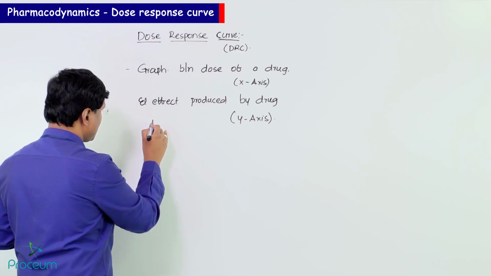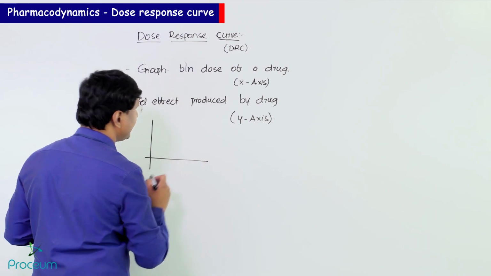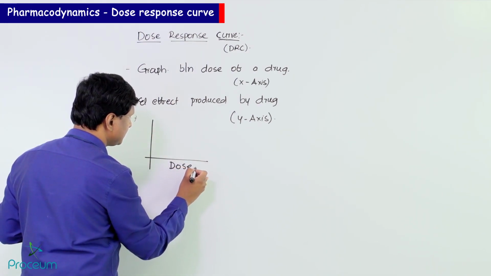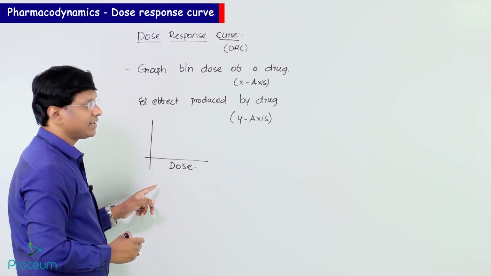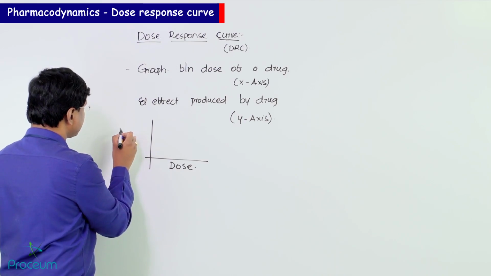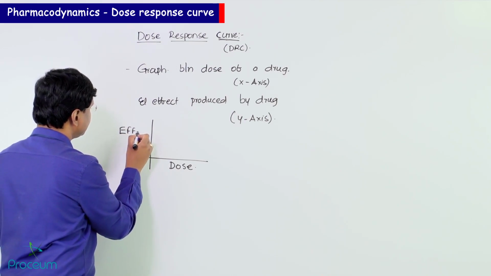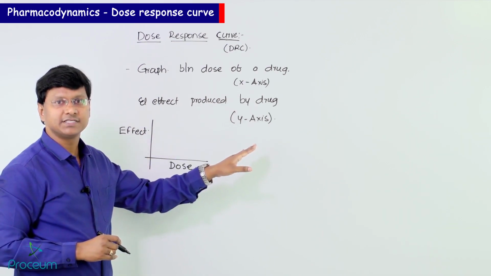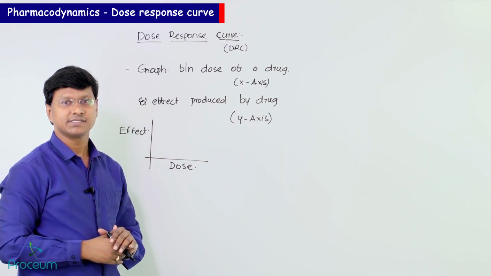All right, so on the x-axis, what do you have? It is the dose of the drug. And what is the one which is plotted on the y-axis? Remember, it is the effect which is produced by the drug, that is on the y-axis.